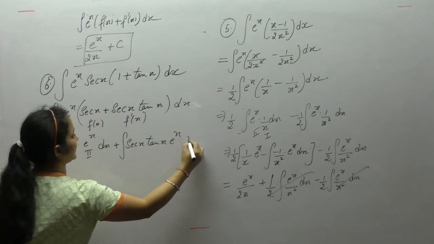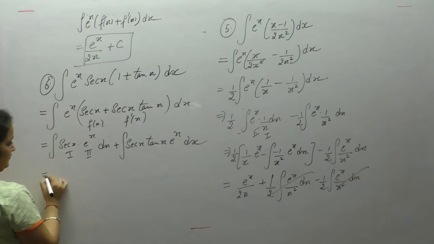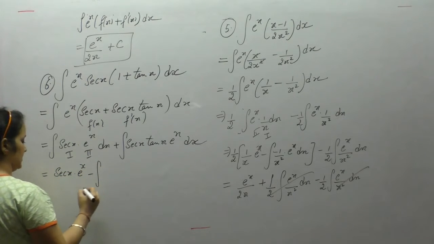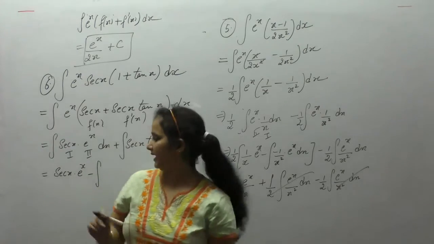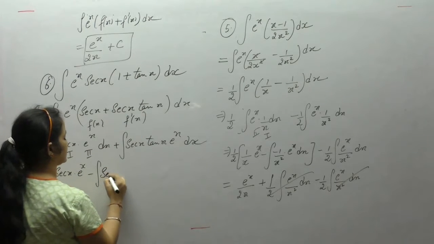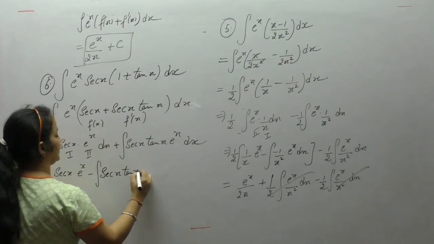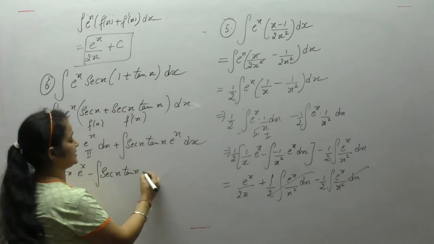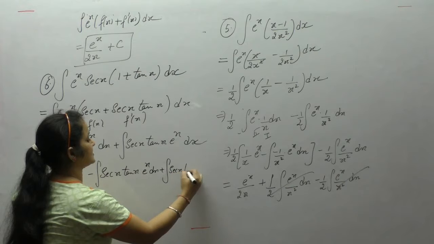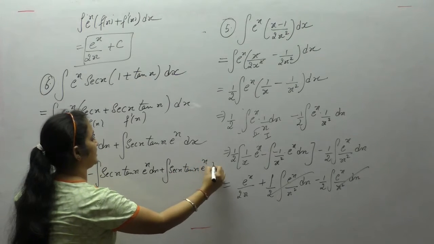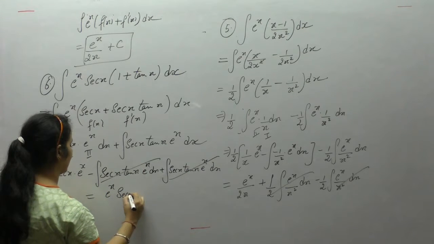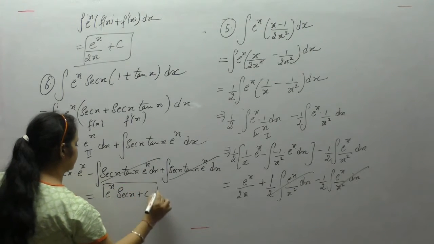First function as it is, integral of e^x is e^x minus integral of derivative of first function. Derivative of sec x is sec x tan x into integral of e^x is e^x, plus sec x tan x e^x dx. e^x into sec x plus c.